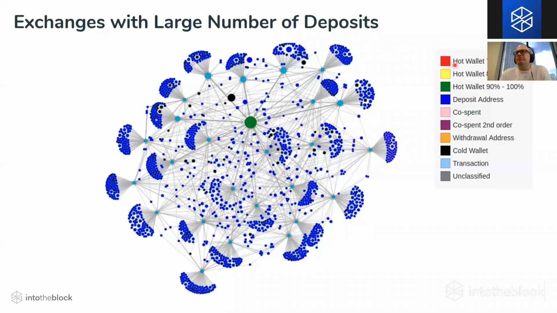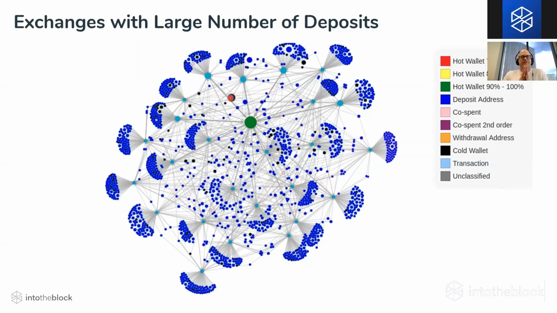If you look right here, this is the output of our classifier. It tells us the green circle is a hot wallet with 90 to 100% certainty. Deposit addresses are blue. The black is the cold wallet, and this is how our model is reasoning about that.